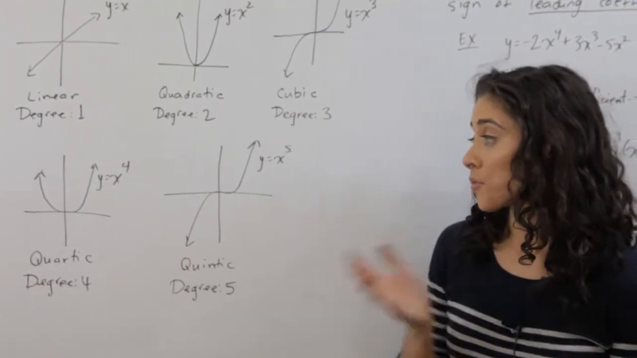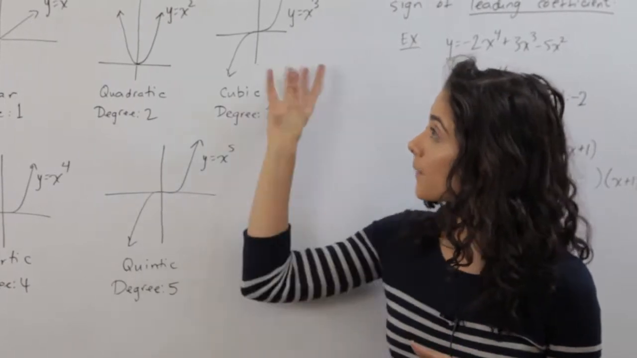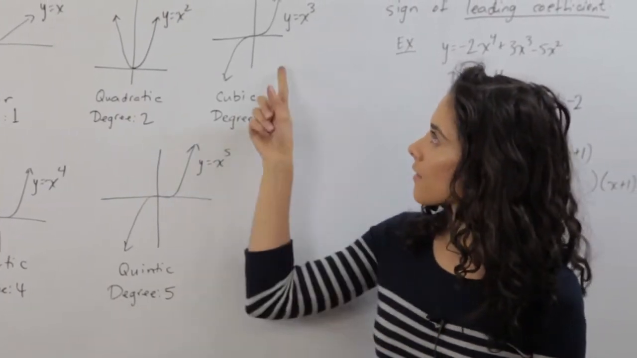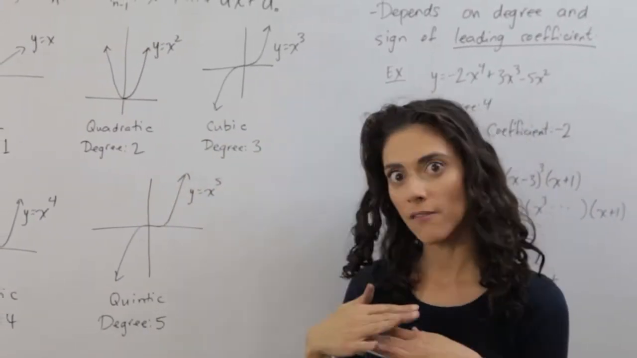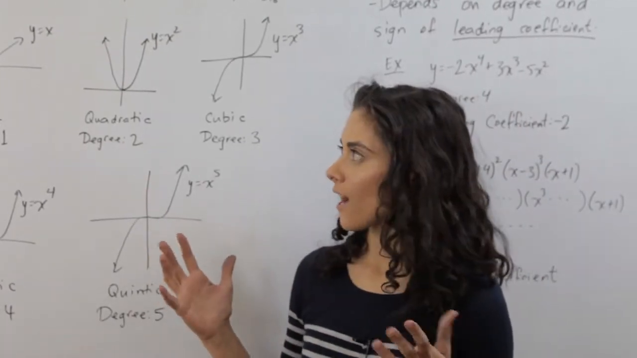And here is an approximation of the quintic graph or degree 5 graph. Again, it looks a bit like the cubic graph, except this has been flattened more. So you can see how this looks a bit like a line that's been flattened, and this looks a bit like a cubic that's been even more flattened. You'll notice some patterns here, namely the end behavior of these graphs.